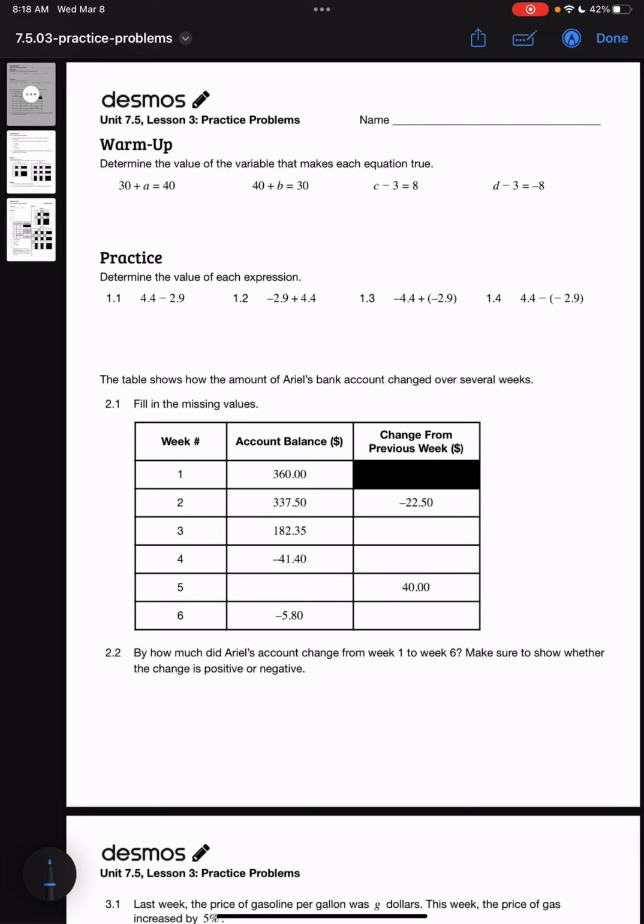So this is Unit 7-5, Lesson 3, practice problems that goes with the bumpers lesson. So let's start with the warm-up. Determine the value of the variable that makes each equation true.